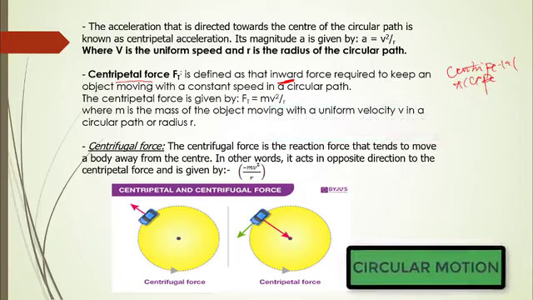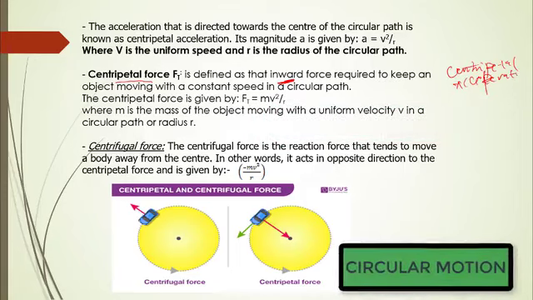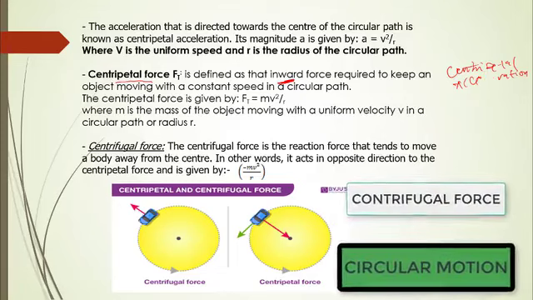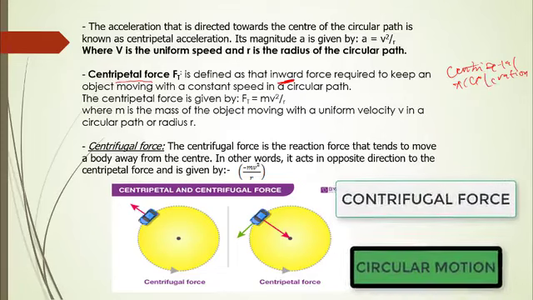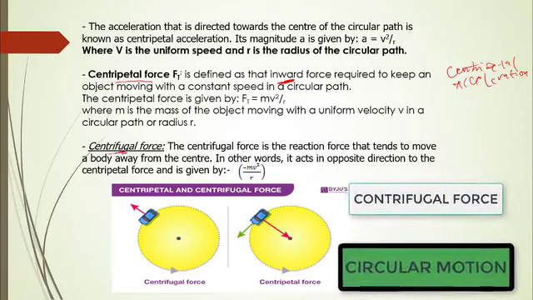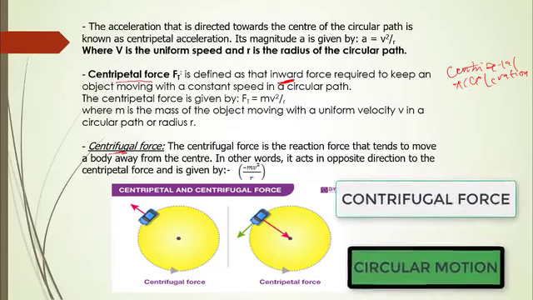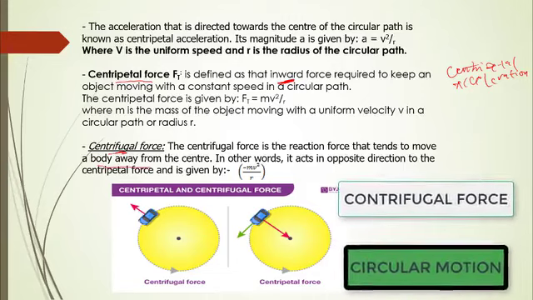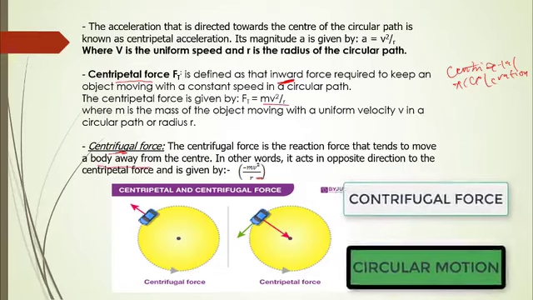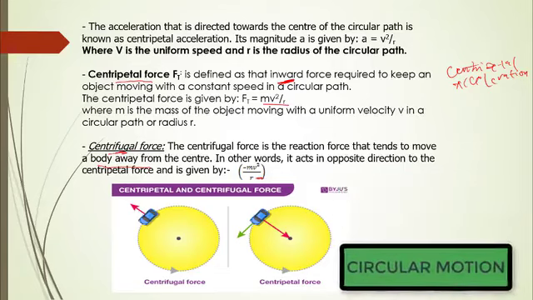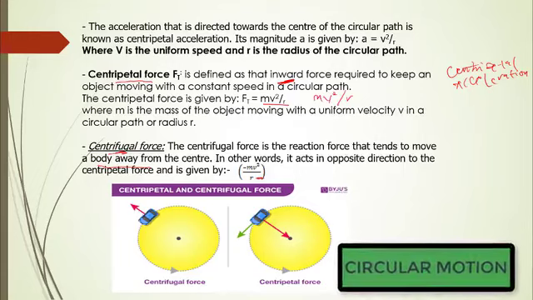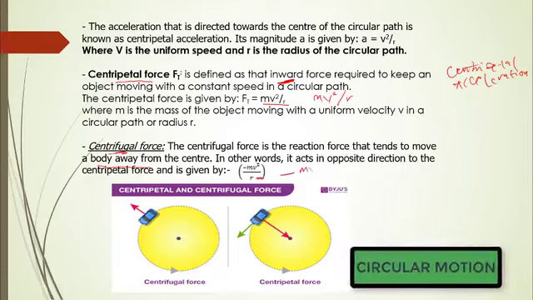The opposite of centripetal force is what we call centrifugal force. Centripetal force pulls you inwards, but centrifugal force tends to pull the body away from the center. And you can see their formulas here. Centripetal force is mv squared, that is mass times velocity squared, divided by the radius. On the other hand, centrifugal force is minus mv squared over r, so it's the opposite there.